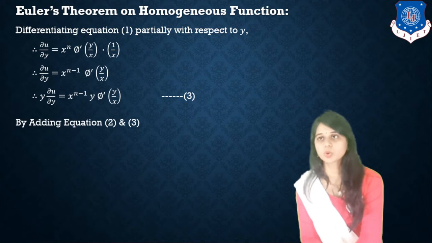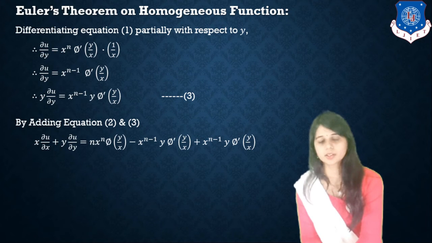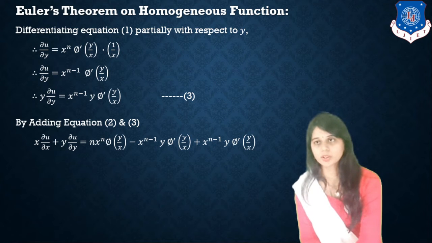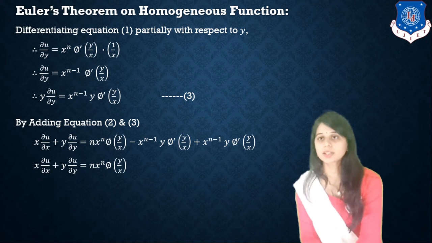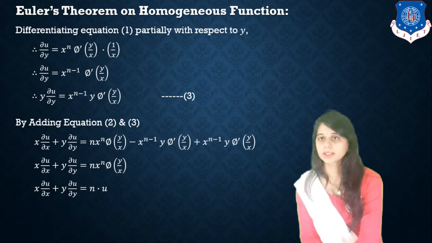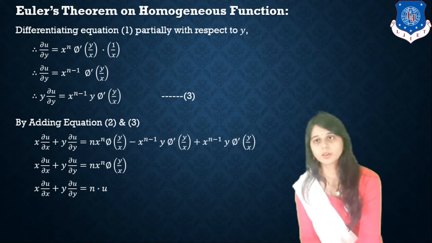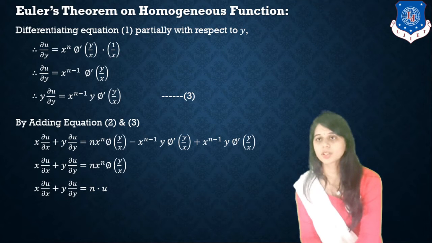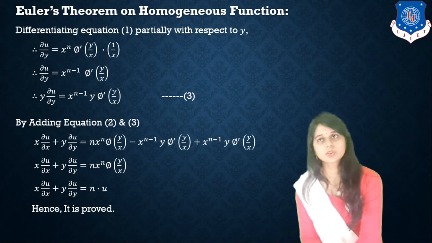Now, adding equation numbers 2 and 3, we get x del u by del x plus y del u by del y equal to x raised to n phi y by x minus x raised to n minus 1 y phi dash y by x plus x raised to n minus 1 y phi dash y by x. So, x del u by del x plus y del u by del y equal to n x raised to n phi y by x, which is nu, because x raised to n phi y by x is u. Hence it's true.